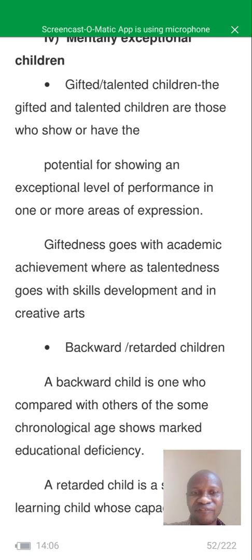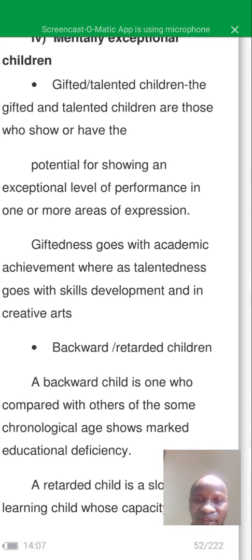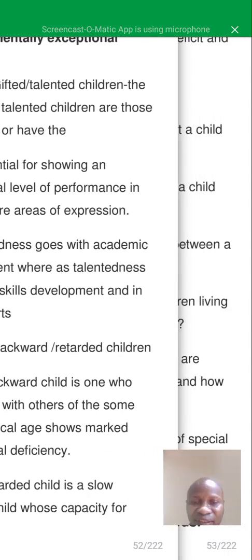Let me give an example. Say a top class child is about 6 years old. You might find that a 6-year-old child cannot study, or cannot even write, or cannot do what a 6-year-old is supposed to do at that particular age. So that child also falls in the category of backward child. Then we have a retarded child.